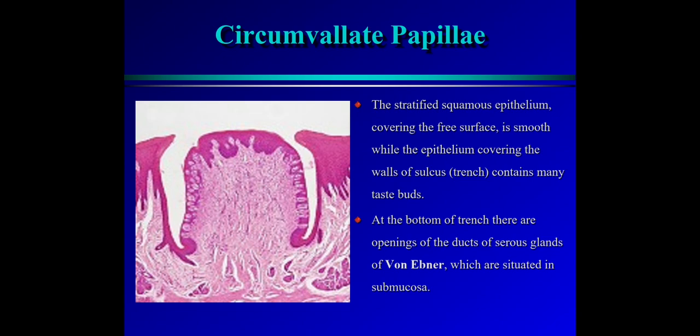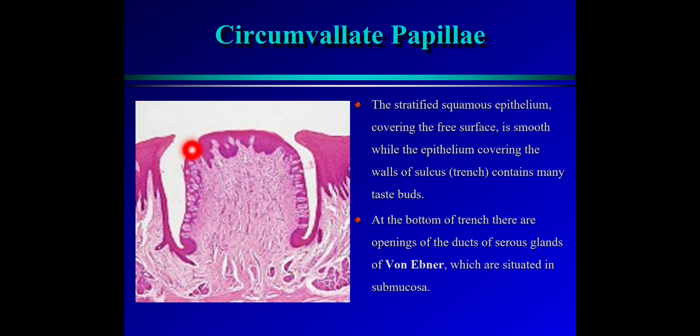At the bottom of the trench, there are the openings of the ducts of the serous glands of von Ebner, which are situated in the submucosa. Underlying the mucosa here, there is a submucosa. In that one can find the serous glands of von Ebner. These serous glands open with their ducts at the floor of this circular sulcus or trench.